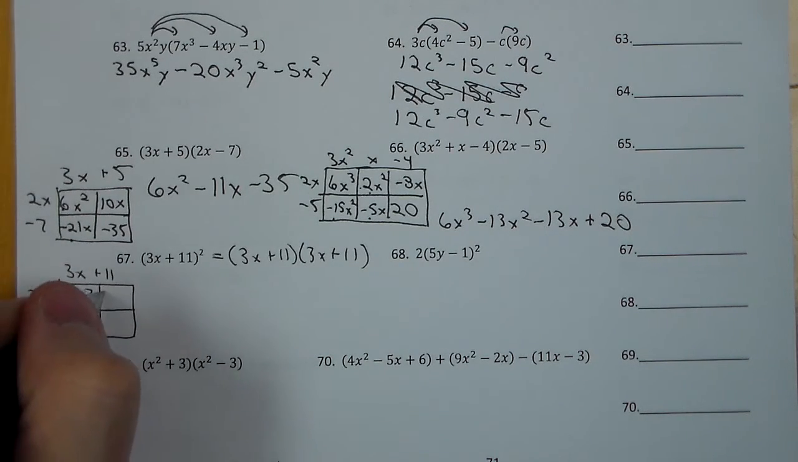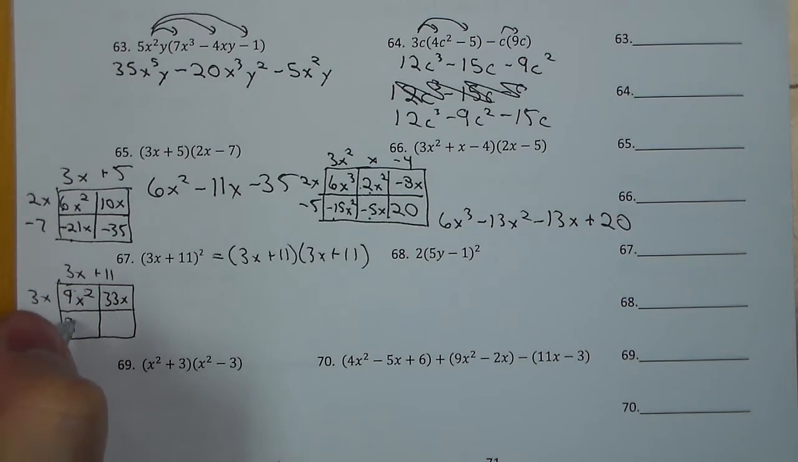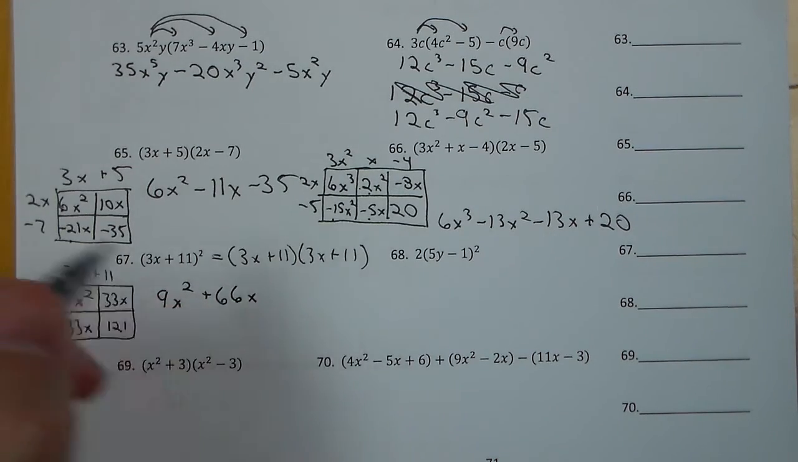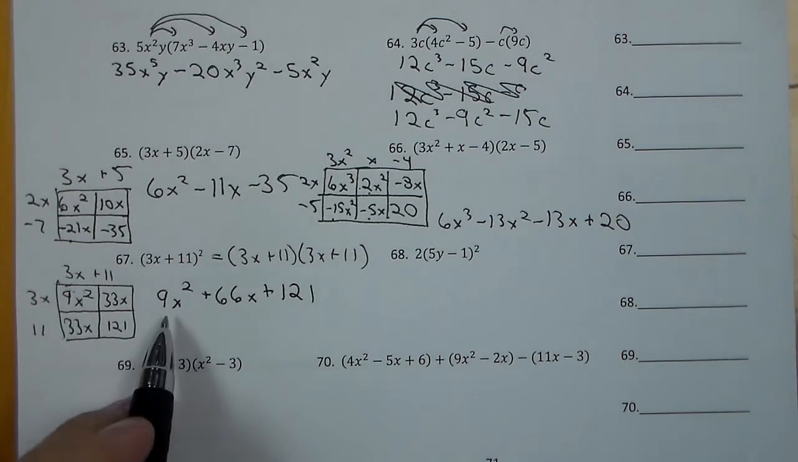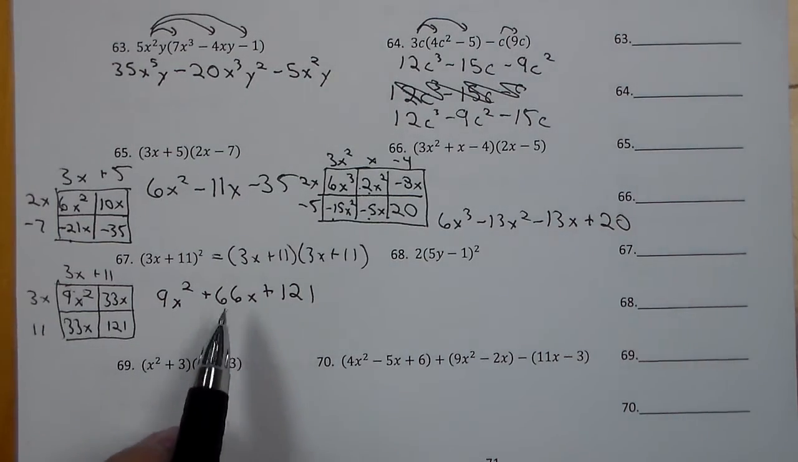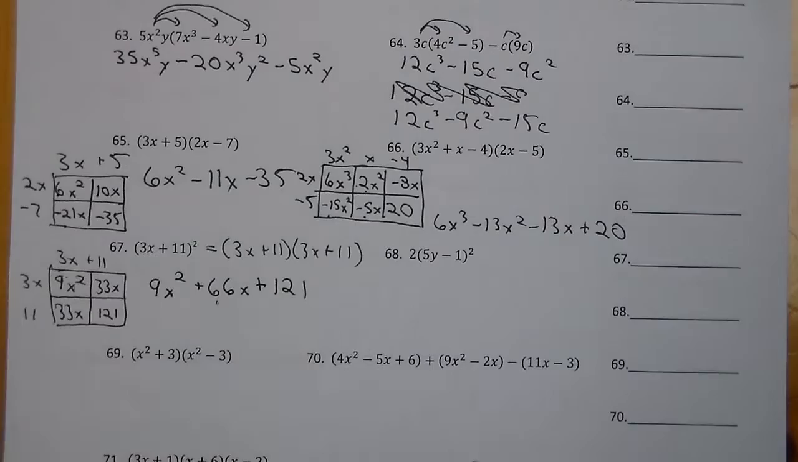We get 9x squared, 33x, 33x, and 121. When we combine those terms, yes, we do have the 9x squared and the 121, but there's also a 66x there. You gotta remember that term.